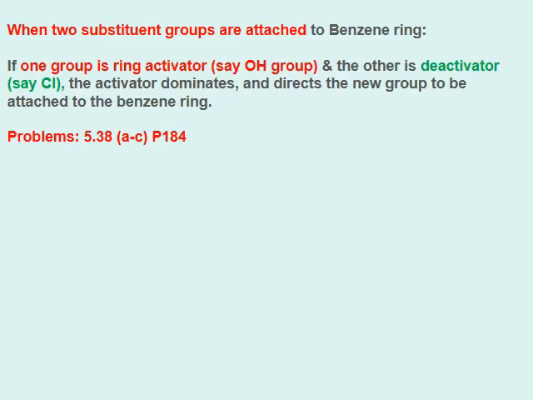In this slide, we're going to discuss when there are two substituent groups attached to the benzene ring, how would I determine where my group would be heading in product formation. In order to explain that to you, I would like to go over a homework problem, which is number 38, page 184.